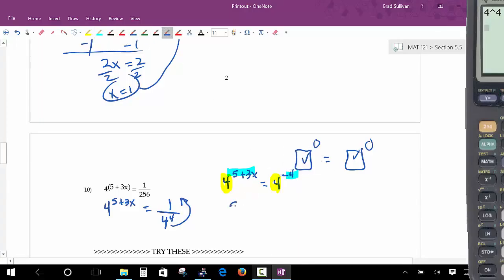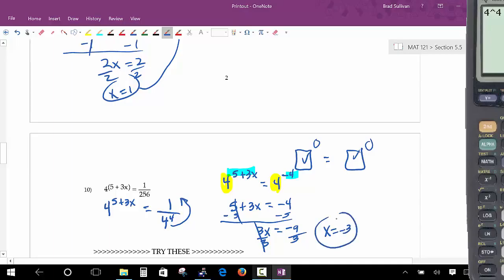So now it's pretty easy to finish. You just say 5 plus 3x equals negative 4, like this, and then subtract. You can solve that equation. Once you get down to this point, it'll be easy for you to finish up. So you get 3x equals negative 9. Then you can divide by 3, so you get x is equal to negative 3, like that would be an answer.